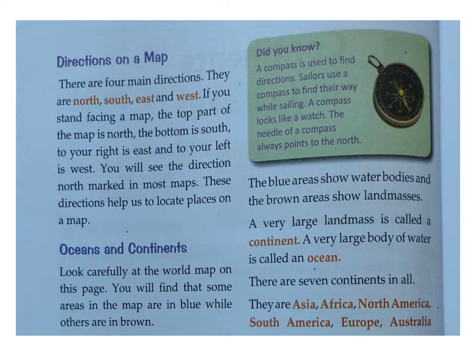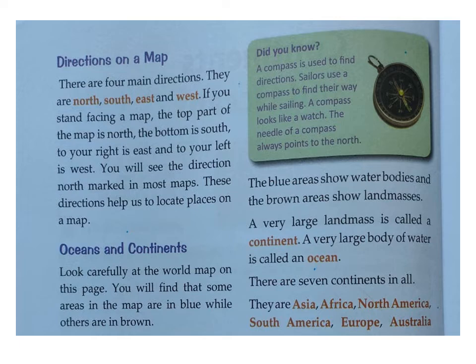But after some time they invented a tool called the compass, the magnetic compass. You can see the picture in your book here. This magnetic compass was used by sailors to find out in which direction they are moving. So what is a compass? A compass is a device or tool which is used to find direction. It looks like a watch. The needle of the compass always points to the north direction. With the help of this point we can find the other directions.